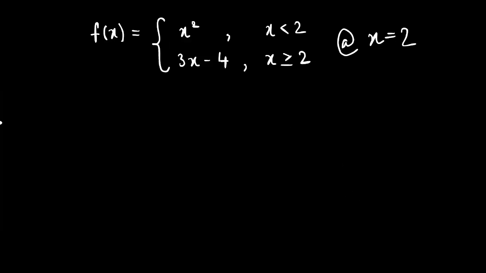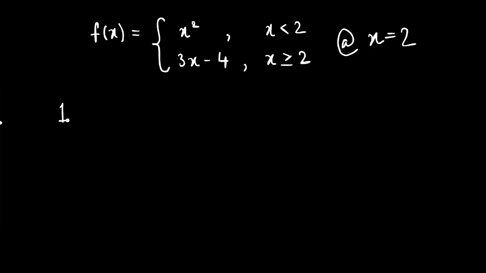So we're given a function f of x, where the function is x squared for all values of x less than 2, and it is 3x minus 4 when x is greater than or equal to 2. So we need to figure out if this function is continuous at x equals 2. So let's just jump right into this, just as we would with any other of these continuity problems.